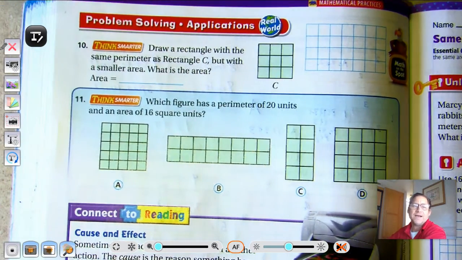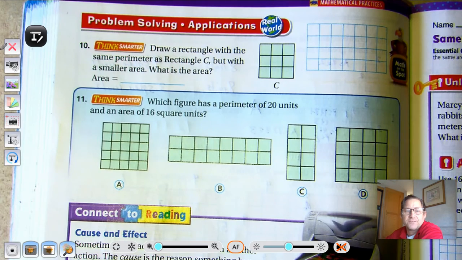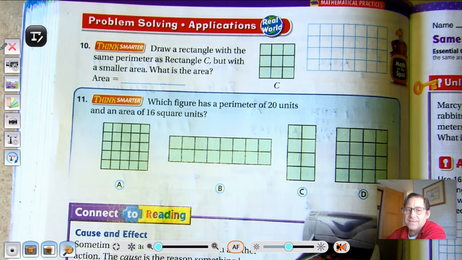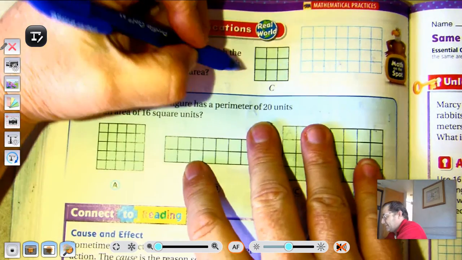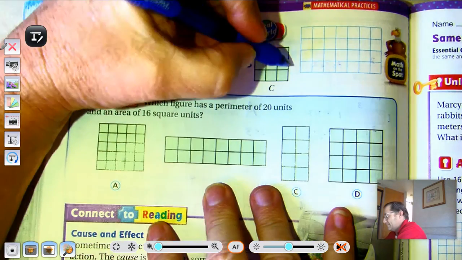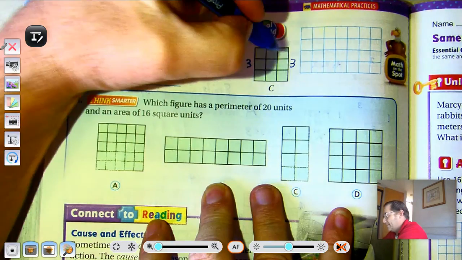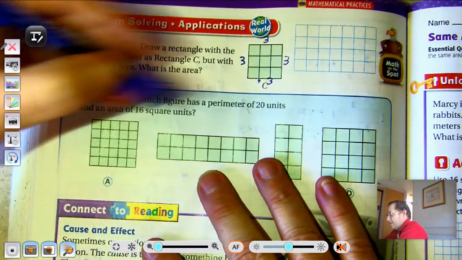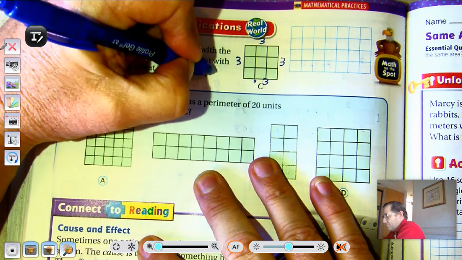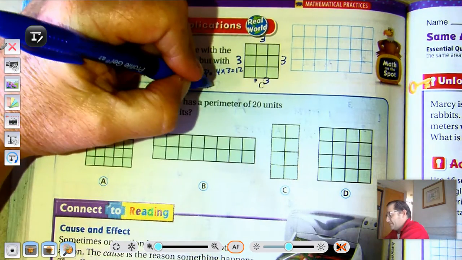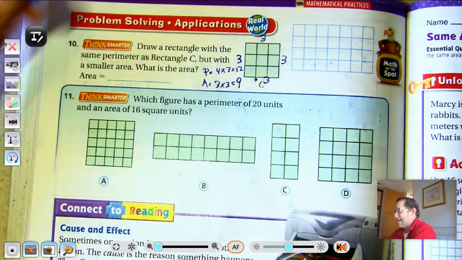Number 10. Draw a rectangle with the same perimeter as rectangle C, but with a smaller area. What is the area? So let's see. C has one side's 3, its opposite side is 3. This is 3. So this is a square, right? Okay. So the perimeter of C is 4 times 3, which is 12. The area of C is 3 times 3, which is 9.